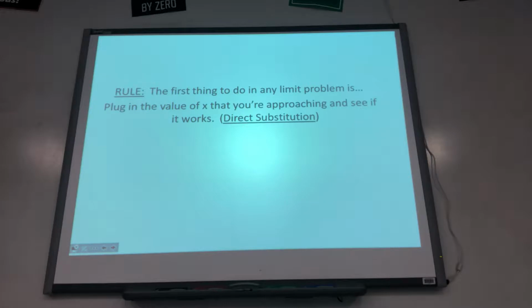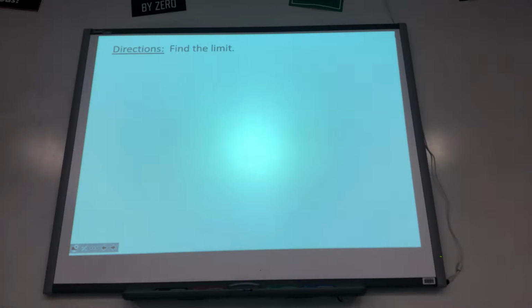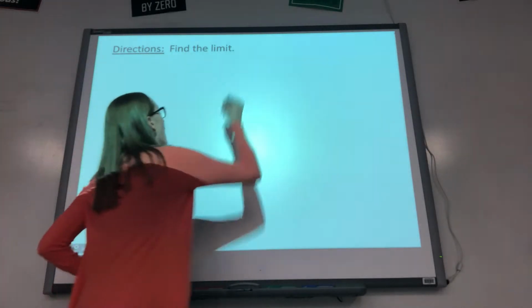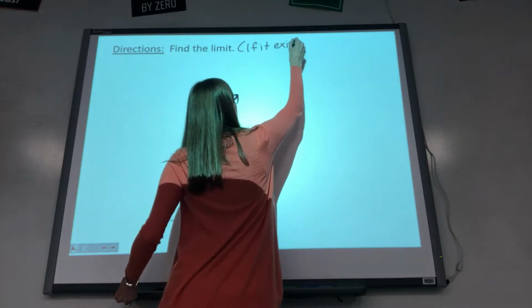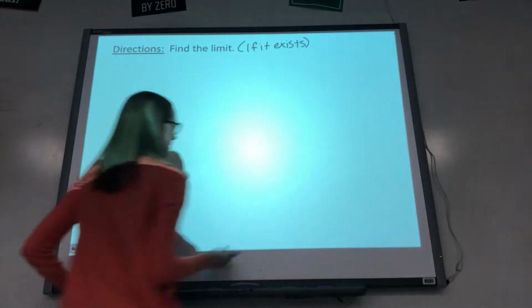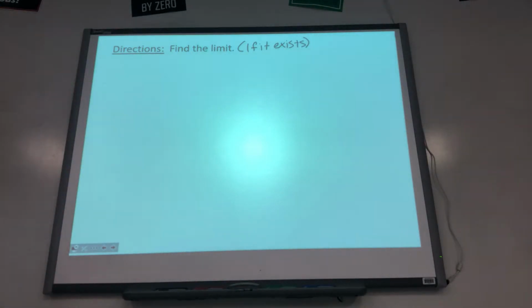All right, now I'm going to put up our directions for the bulk of the lesson, and it's just find the limit. I suppose we could add find the limit if it exists, but to be honest, I think they all exist today. I think we're going to get back something for every problem, so I don't think we'll have to worry too much about that.